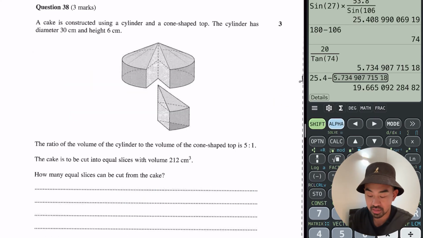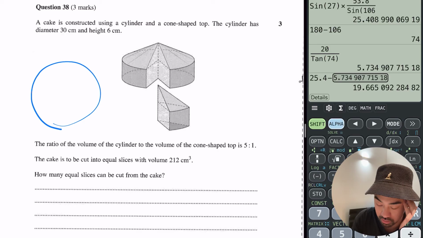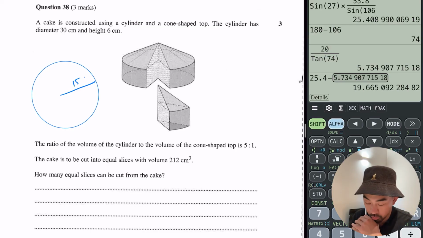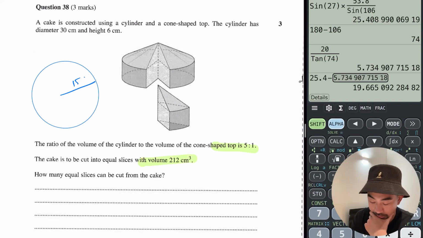All right, 38. A cake is constructed using a cylinder and a cone-shaped top. The cylinder has a diameter of 30 centimeters and a height of 6. So this is top down. What's that? A radius of 15. The ratio of the volume of the cylinder to the volume of the cone is 5:1 to the cone top. The cake is to be cut into equal slices with volume of 212. How many equal slices are there?